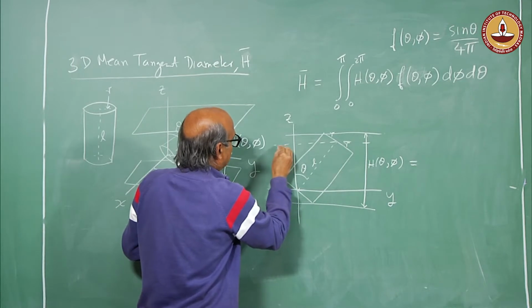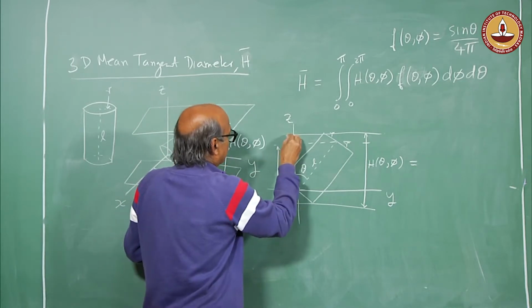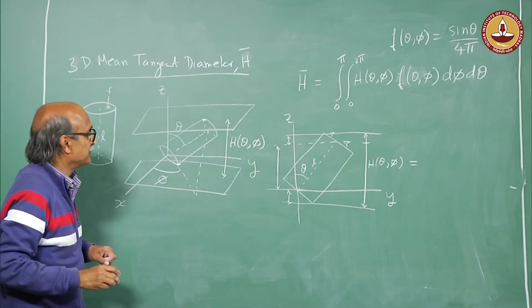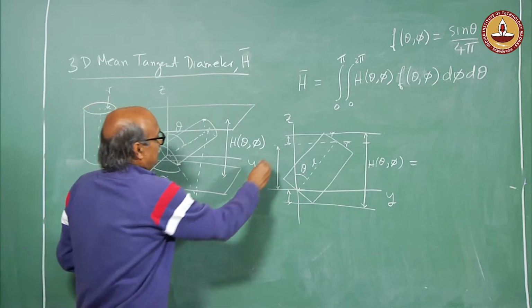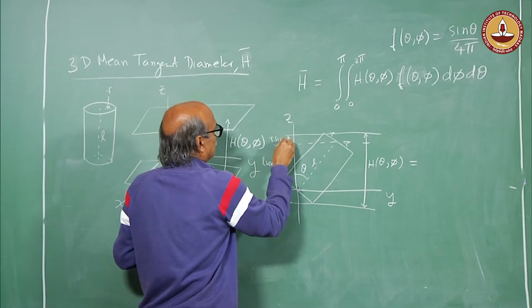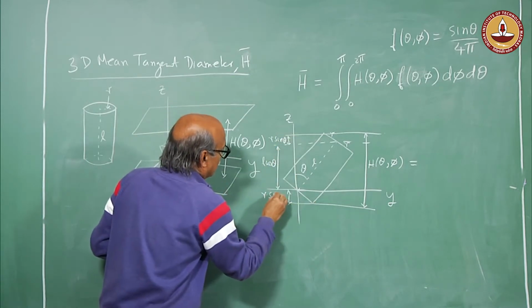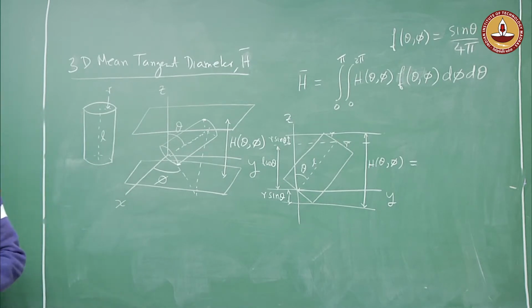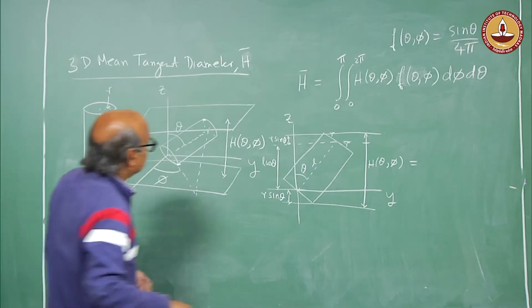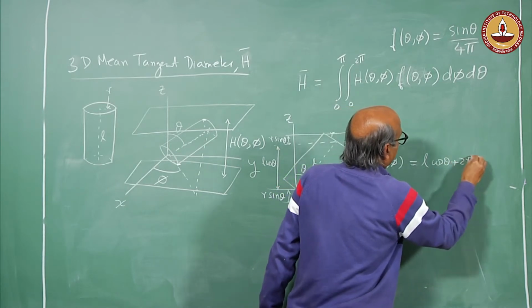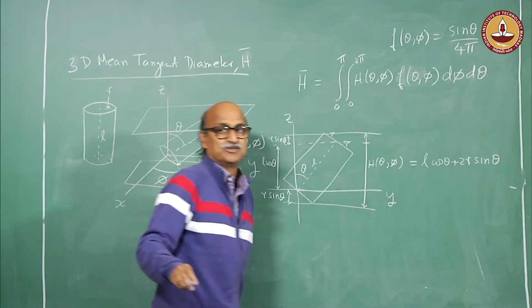So, I need to find this distance, I need to find this distance, and this distance will be the same as this distance. So, this one would be L cos theta, this would be r sin theta, this would be r sin theta, right. And hence h theta phi would become L cos theta plus 2r sin theta.